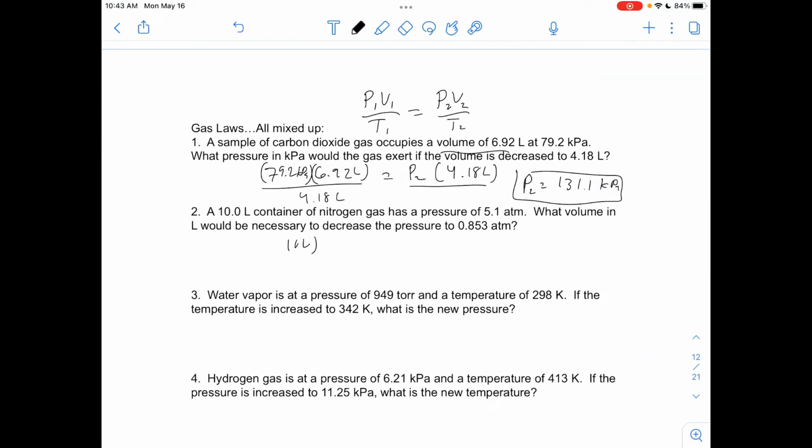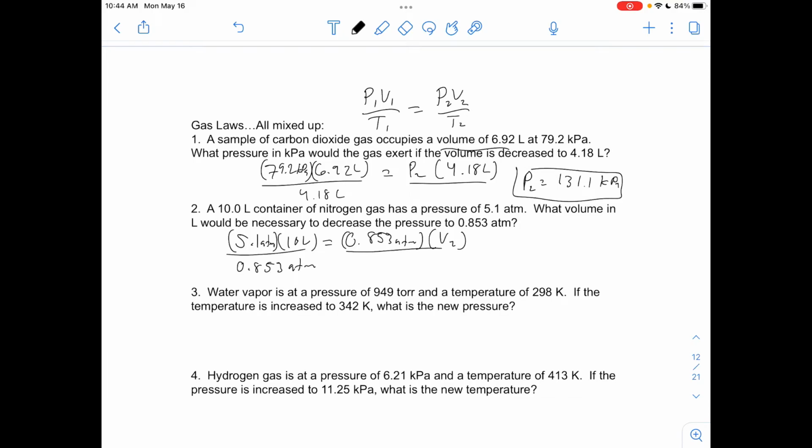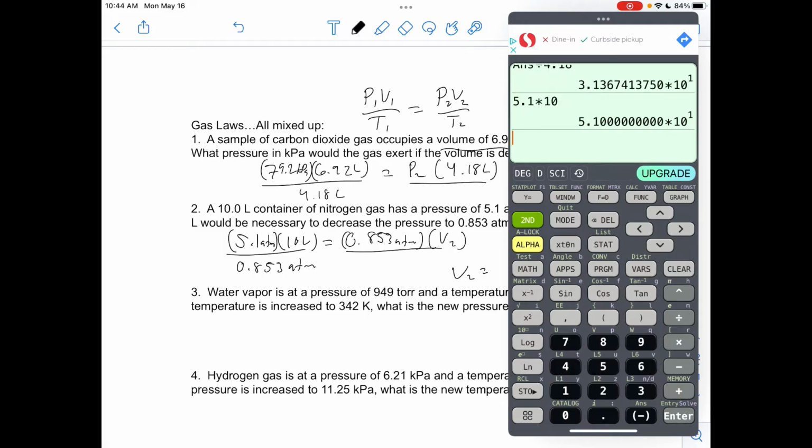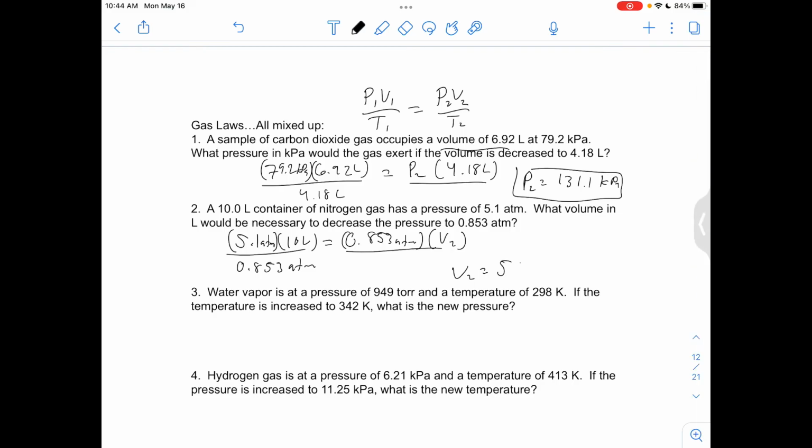Okay, next one, 10-liter container, so that's volume. Pressure of 5.1 atm. Again, we're looking for pressure changes to 0.853 atms. We're looking for volume 2. Again, temperature is not mentioned, so we don't have to worry about it. Okay, so V2, our next new volume, is going to be 59.8. Oops, and this liters.